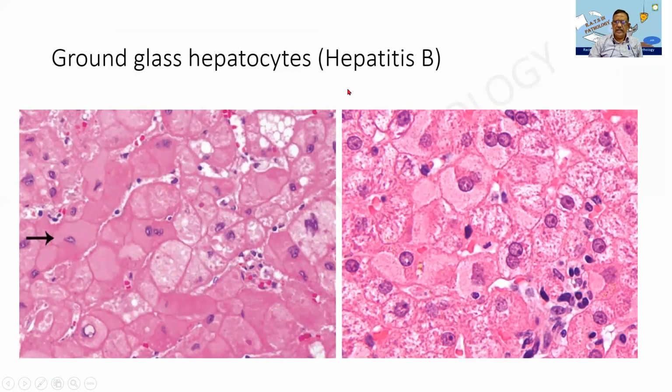These are the ground glass hepatocytes. What is a ground glass? A ground glass is something that will allow light to pass through. At the same time, you cannot see what is on the other side. It is not transparent. This kind of appearance is described as a ground glass appearance, all the cells. A typical appearance of hepatitis B. This again will be asked as an MCQ.